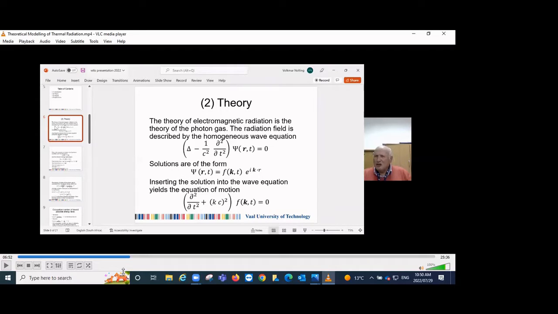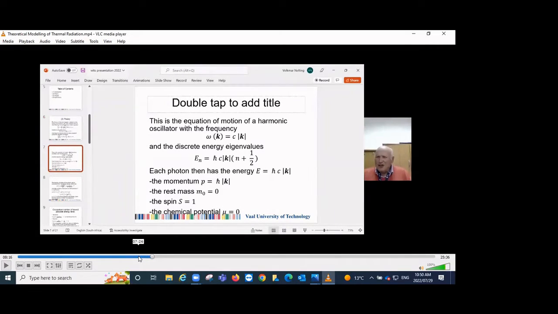Next slide, please. With the k-dependent frequencies omega of k equal to c times k, where k is the wave vector. Such k-dependent frequencies are known in physics as dispersion. A result of that is that the energy eigenvalues become discrete and quantized, where n can go from 0 up to infinity.